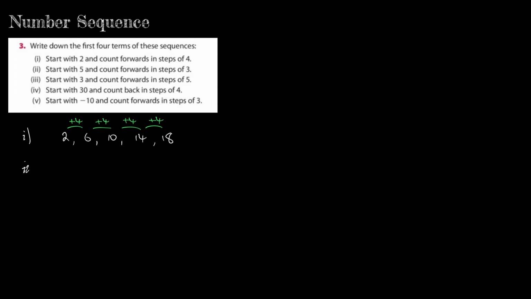Okay, for question 2, start with the number 5 and count forward in steps of 3. Again, I want the first 4 terms. So I'll fill them in. 5 plus 3 will give me 8. 8 plus 3 will give me 11. And 11 plus 3 will give me 14. And you can see there I have the first 4 terms for this sequence are now there, right?